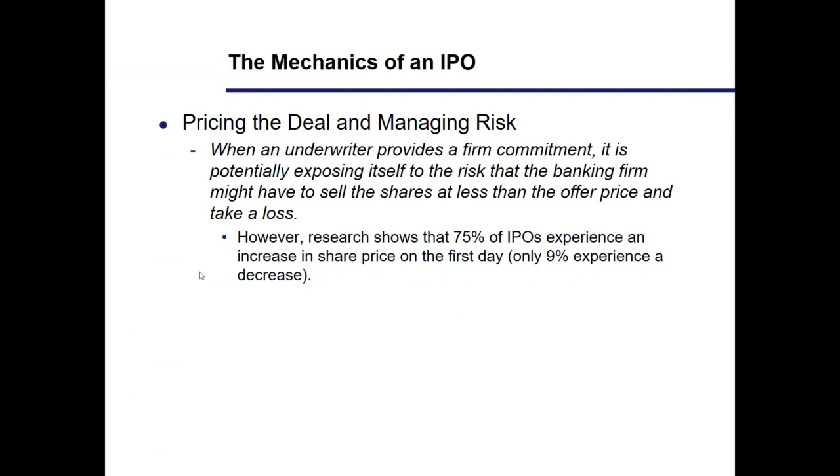So the researchers found something interesting: 75% of IPOs experience an increase in the share price on the first day. Only 9% experience a decrease when the IPO price goes up on the first day. It can also be considered a bad deal when it increases too much. It means that the valuation and the offer price on the IPO is underpriced, isn't it? And therefore, the previous investors who sold the shares before an IPO will take the loss from that, right?